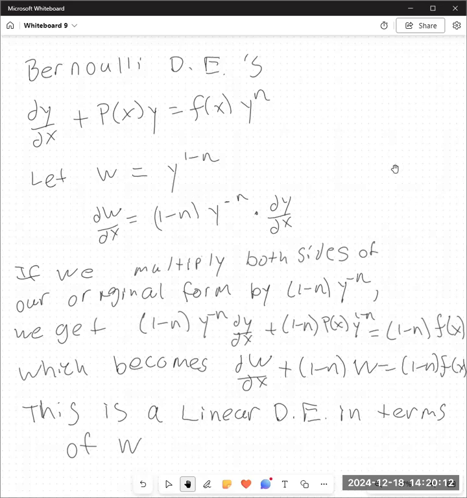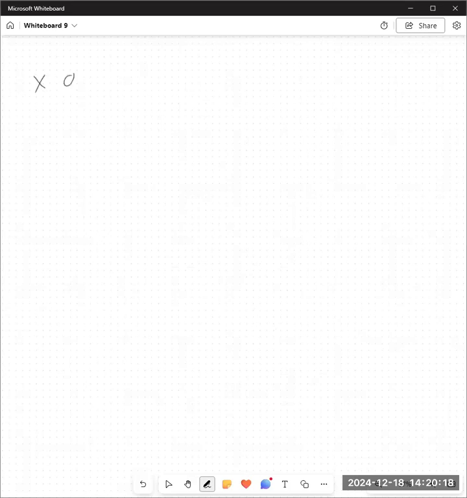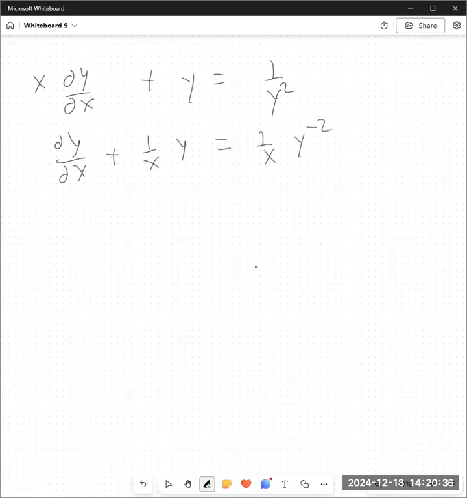I'm going to start with number 15 in the textbook. So this is going to be x dy/dx plus y equals 1 over y squared. So I'm going to write this as dy/dx plus (1/x)y equals (1/x)y^(-2). I'm going to identify my n as -2. So my w is going to be y to the 1 minus -2, or y to the 1 plus 2, is y cubed.